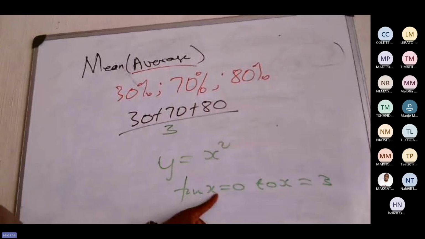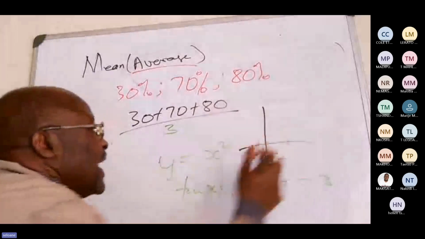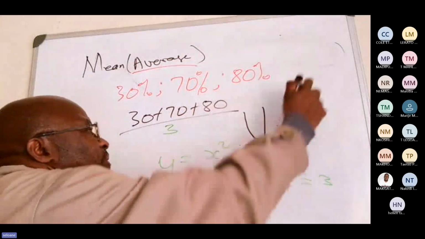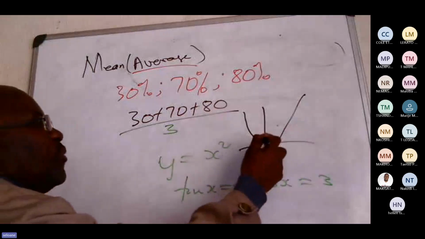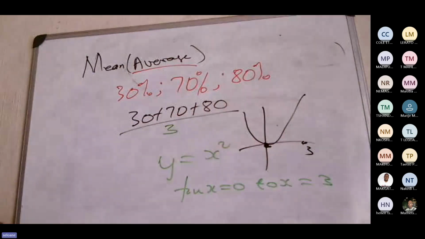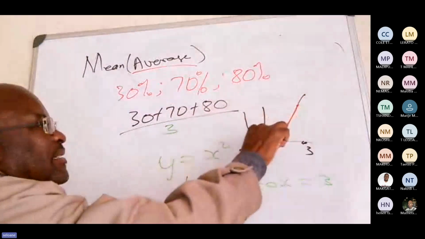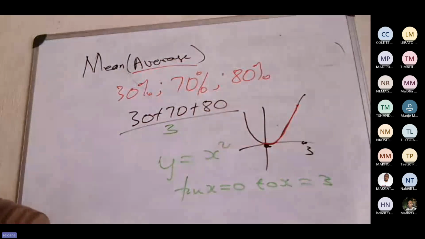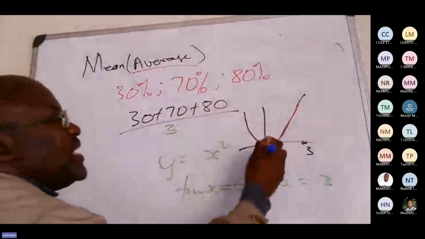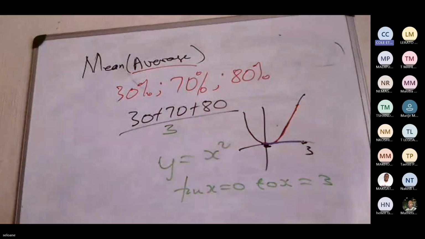But no, from X equal to 0 up to X is equal to 3. Remember, when sketching this, the graph of this is this. Now, this is from X equal to 0 up to X is equal to 3. So meaning in here, from here to here, how many X do we have? 3. You can say 3.